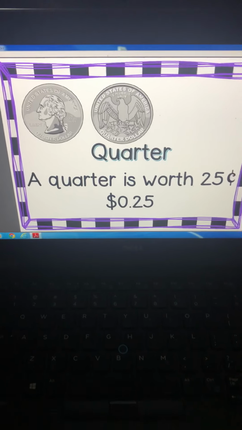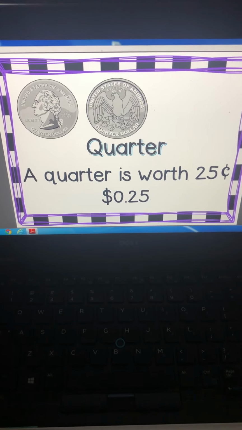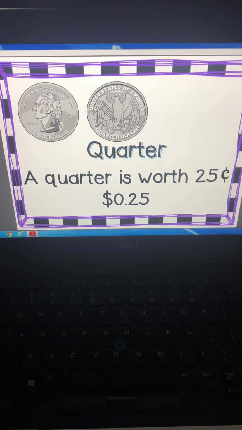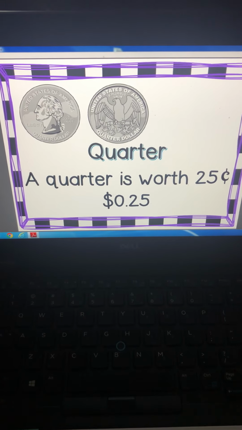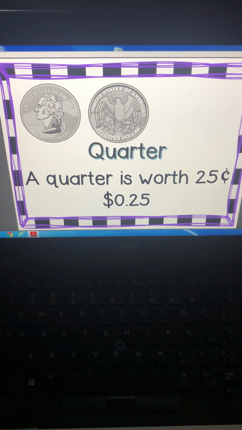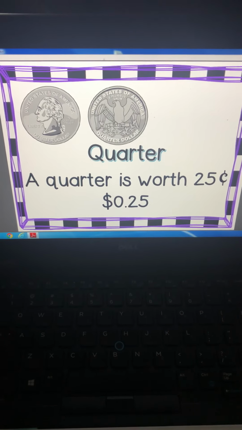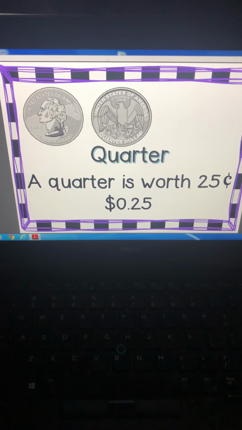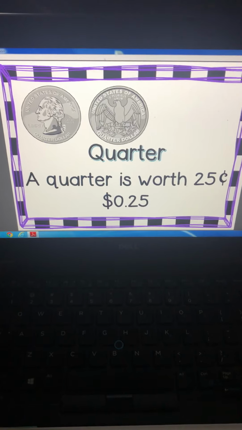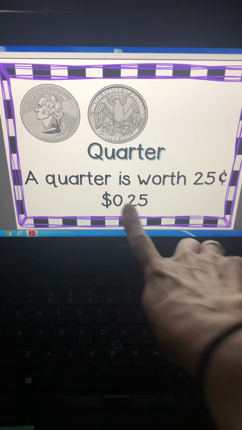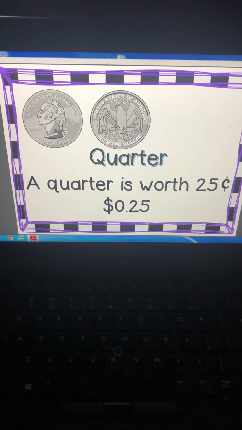The back of a quarter can look different. In this picture, it looks like it has an American eagle on it. Lots of quarters that are in circulation today have different designs embossed on them, different states. So they will all look a little different. The front will typically always look the same. And this is how we write quarter or 25 cents. And this is how we write it in dollar notation.